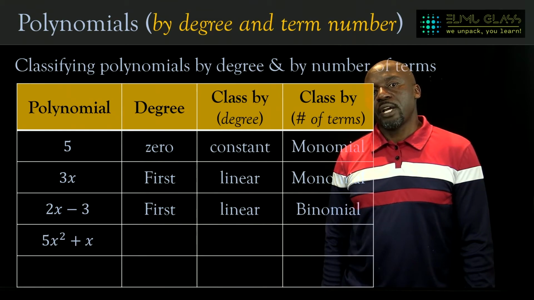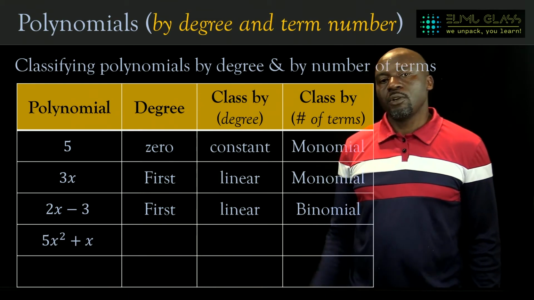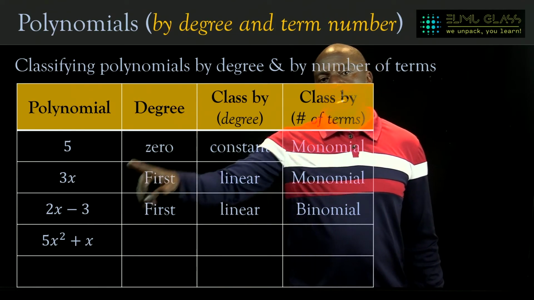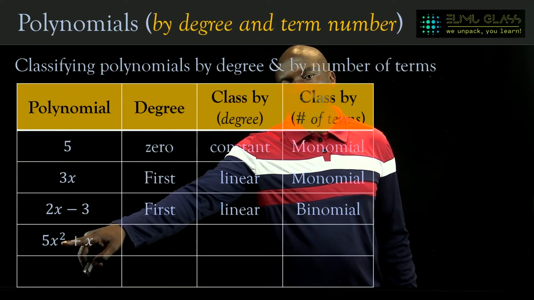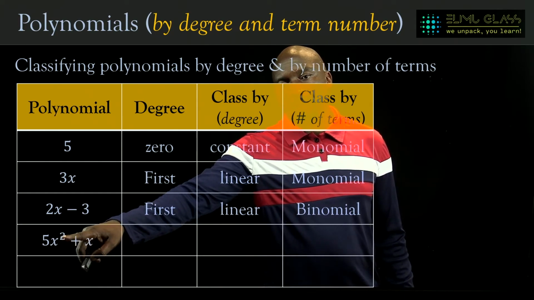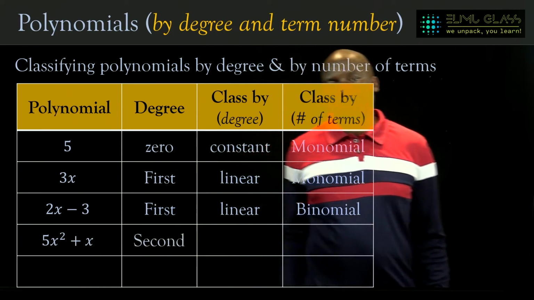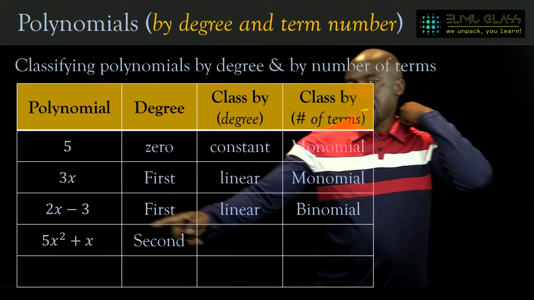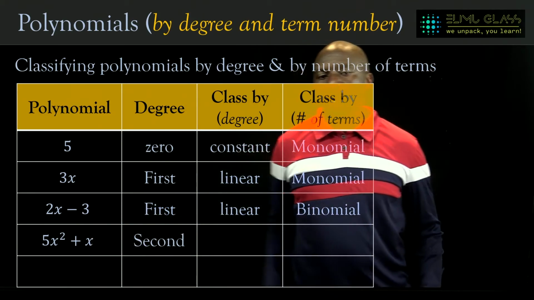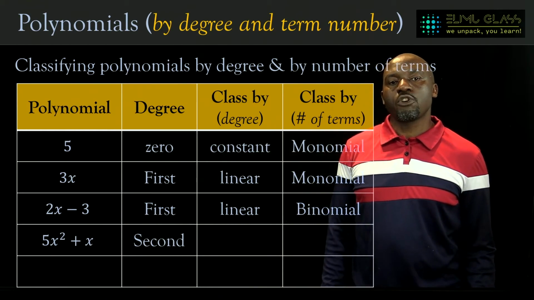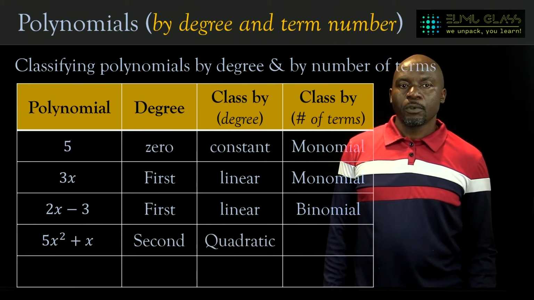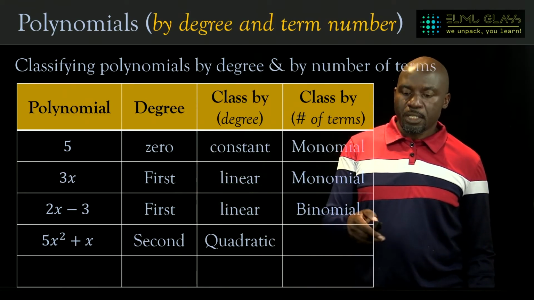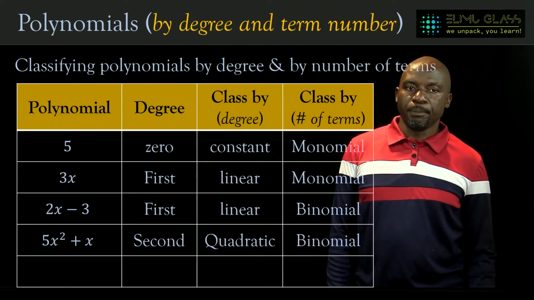Here's another one. So 5x squared plus x. This is a polynomial with 2 terms. Okay, so the degree is the highest power of x, so this is a second order polynomial, or a polynomial of degree 2. So second order polynomial. And class by degree, because the highest power of the variable is 2, this is called a quadratic polynomial. So it is quadratic, and because there are 2 terms, it is a binomial polynomial.